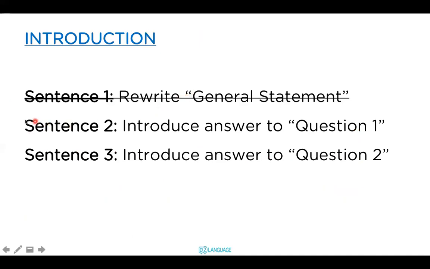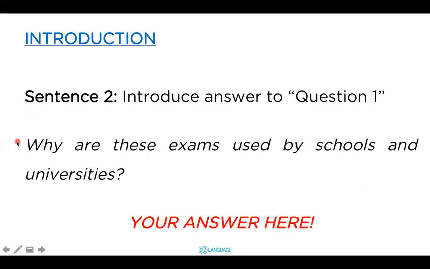Let's write the second sentence where we need to introduce the answer to question one. Question one asked this: why are formal exams used by schools and universities? I want you to briefly answer this question in 2 minutes. Why are formal exams used by schools and universities? 2 minutes, one sentence.